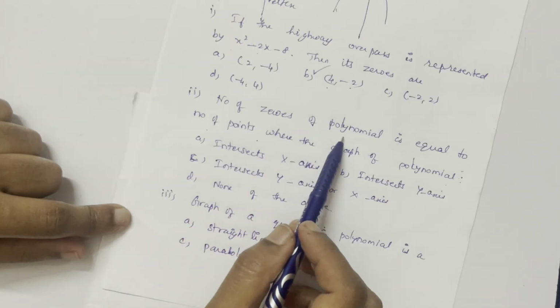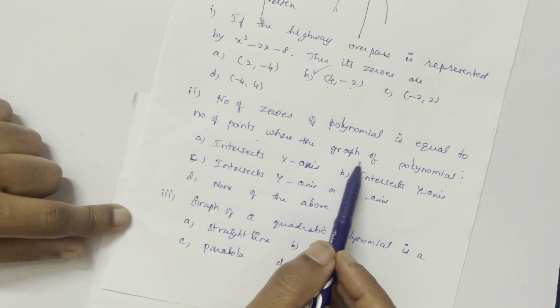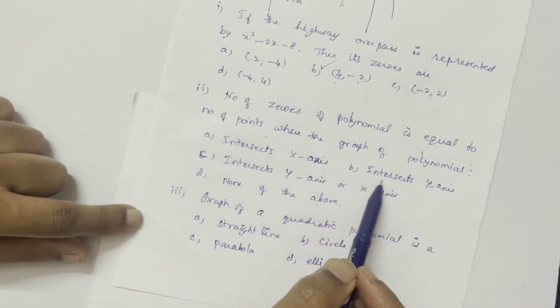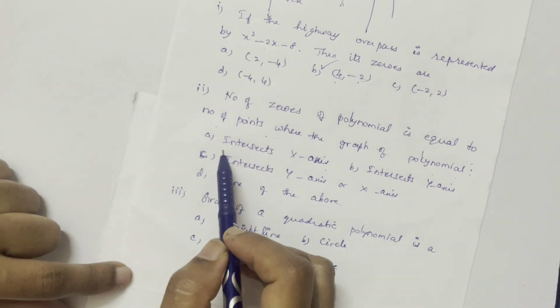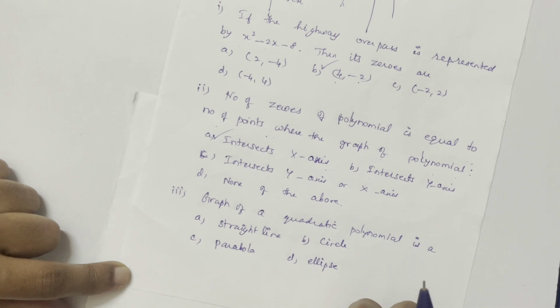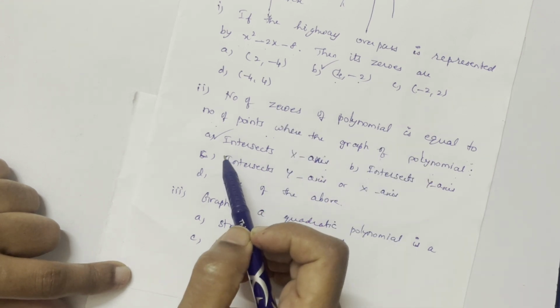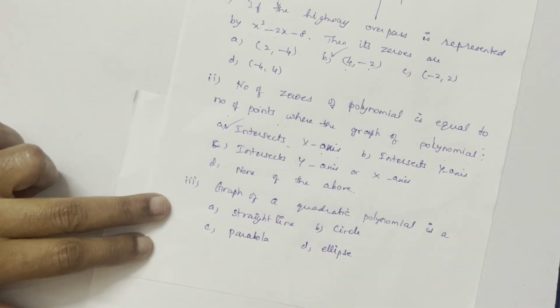Second question: the number of zeros of a polynomial is equal to the number of points where the graph of the polynomial intersects the x-axis, intersects the y-axis, intersects the y-axis or x-axis, none of the above. The answer is intersects the x-axis. The number of zeros of a polynomial is equal to the number of times the graph intersects the x-axis. So our answer B is correct.